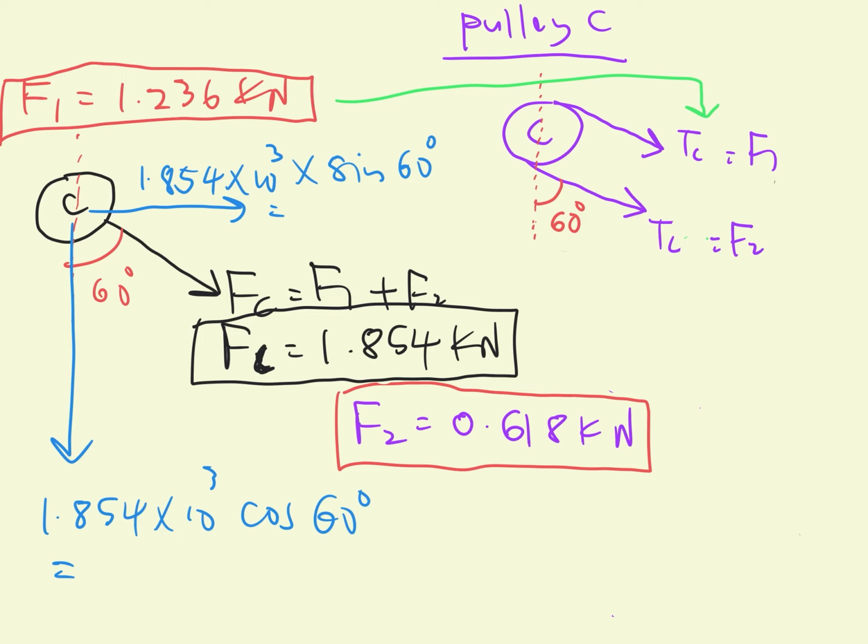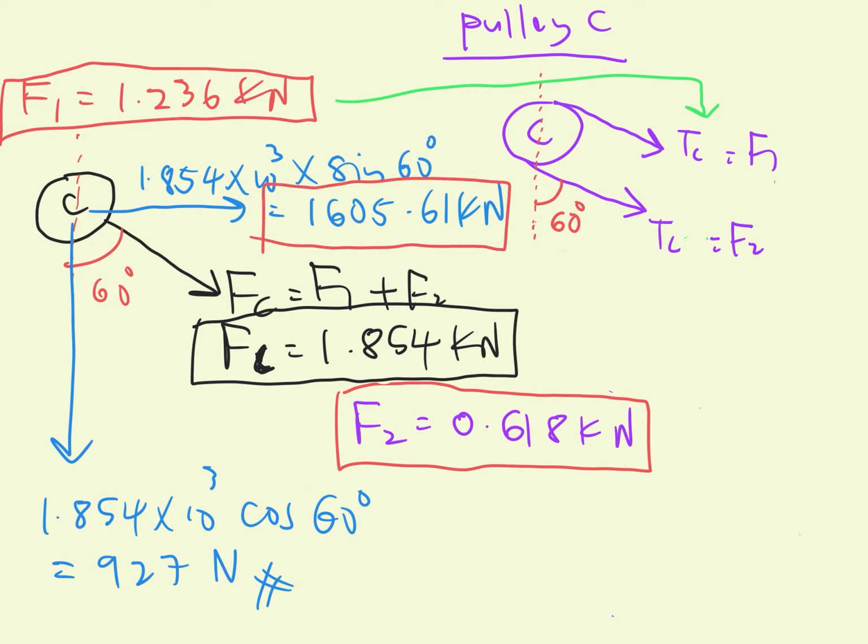So for the x-axis, 1.854 times sine 60, you will get around 1605.61 Newton. And for the vertical one, you will get around 927 Newton. So again, what does this value represent? This value represents the force acting on the shaft. So this is also not kilonewton but only Newton.